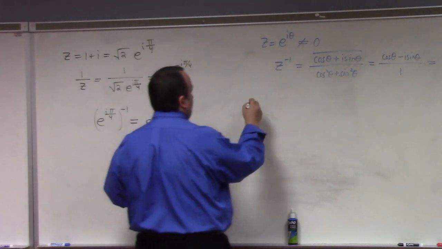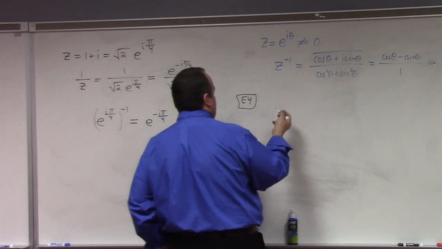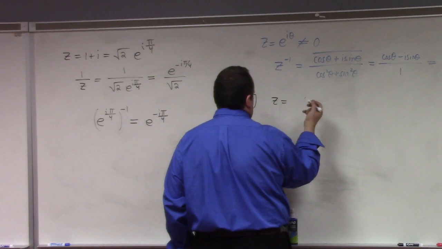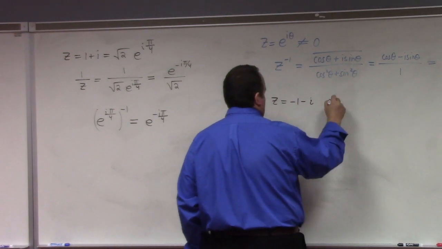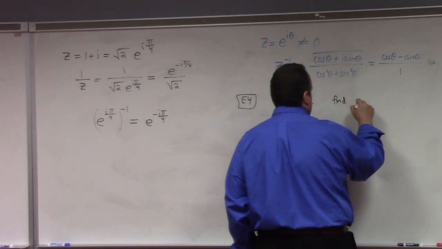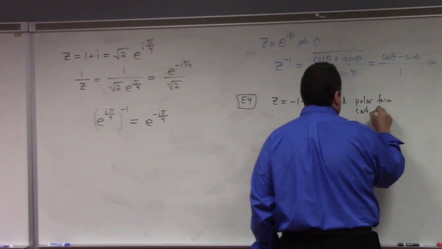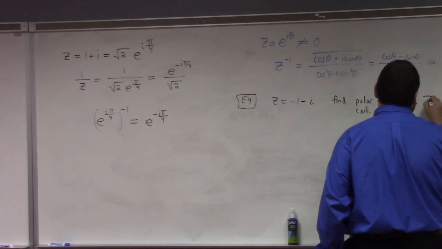Example 4. I'll show you something. Suppose somebody comes to you and says z is equal to, I'll keep it simple enough here, minus 1 minus i. Find the polar form and Cartesian form of, oh, I don't know, z to the 100.